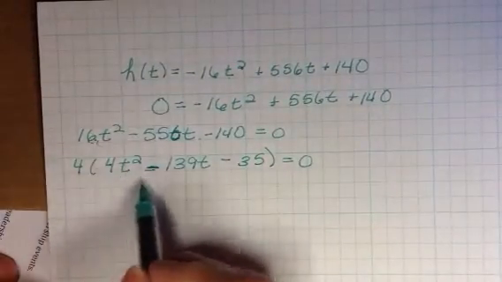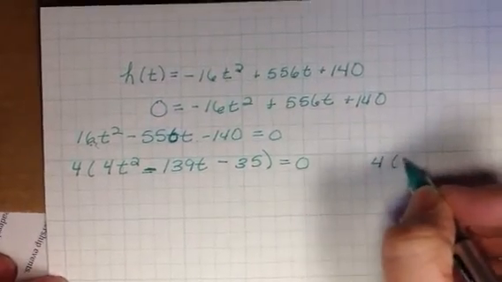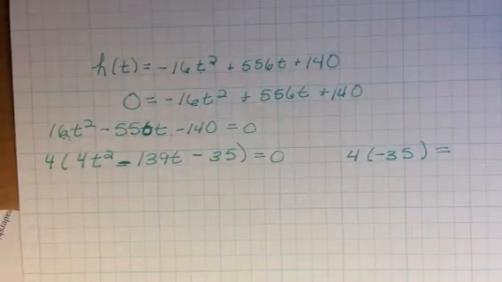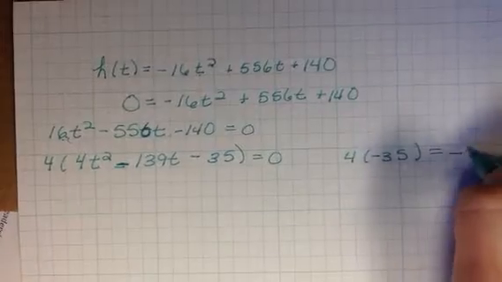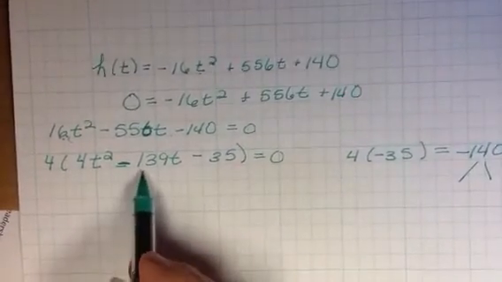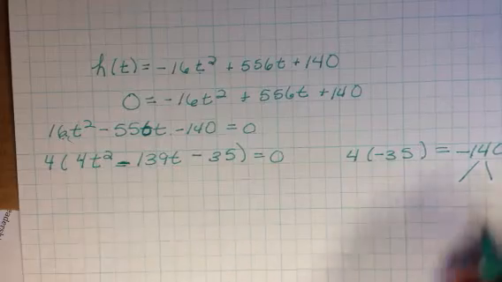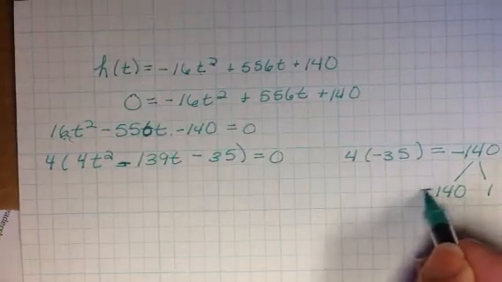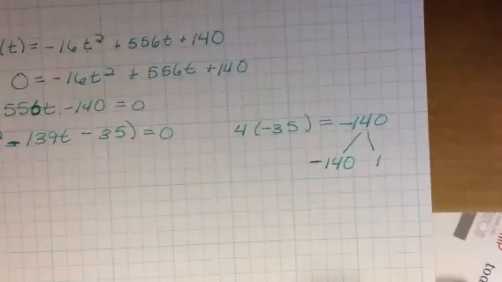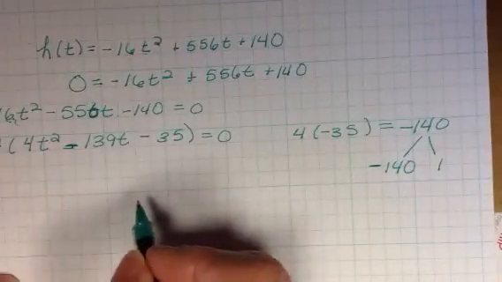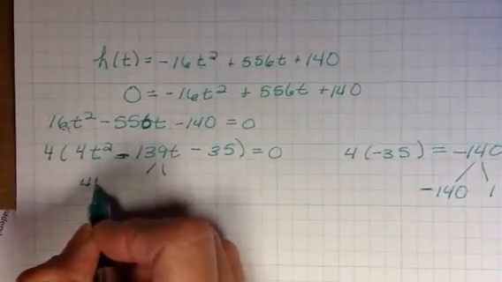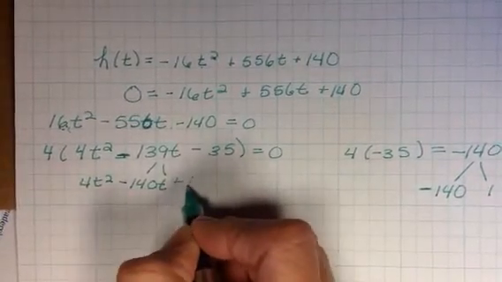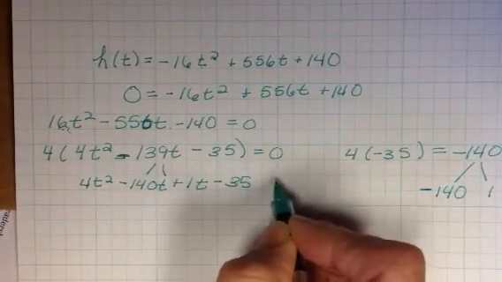Okay, so now I need to factor this trinomial. If we use factor by grouping, we take 4 times negative 35, giving us negative 140. I want factors of 140 that add up or subtract to 139. So that's clearly going to be 140 and 1, correct? So this is negative, so my higher number is negative. Now I split this middle term apart. So I have 4t squared minus 140t plus 1t minus 35.